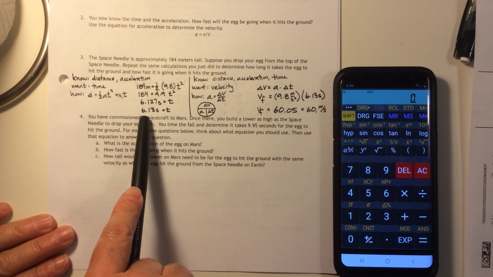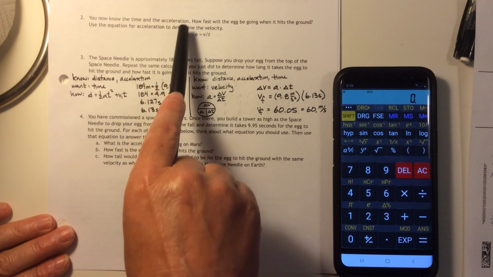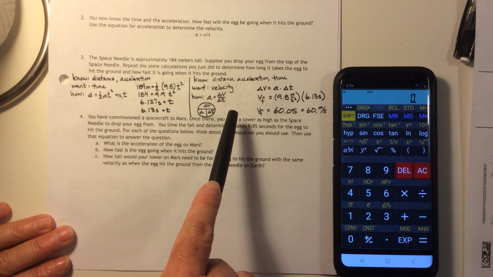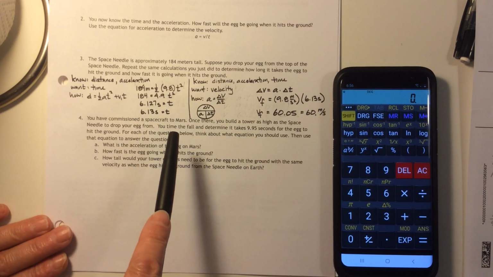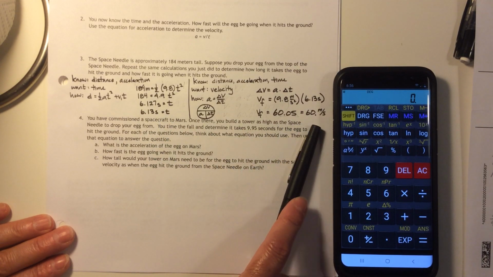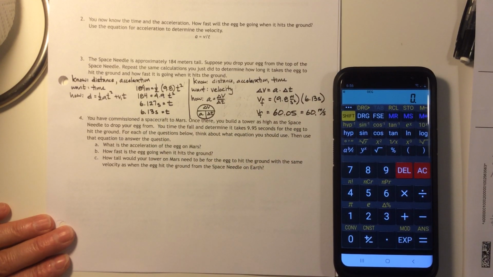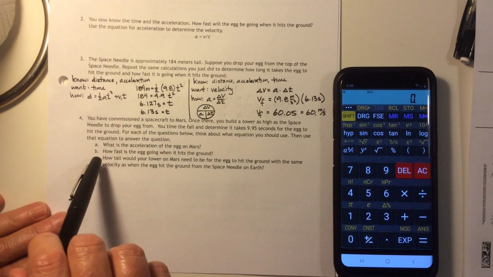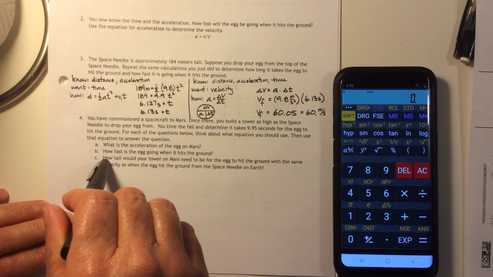I think it was less than 1 second in the classroom. But from the Space Needle, it takes about 6 seconds. When we took a look at how fast it was going from the Space Needle, we were a little shocked because 60 meters a second comes out to about 100 miles an hour. It's pretty fast. All right, so now we're saying, we're going to go to Mars.